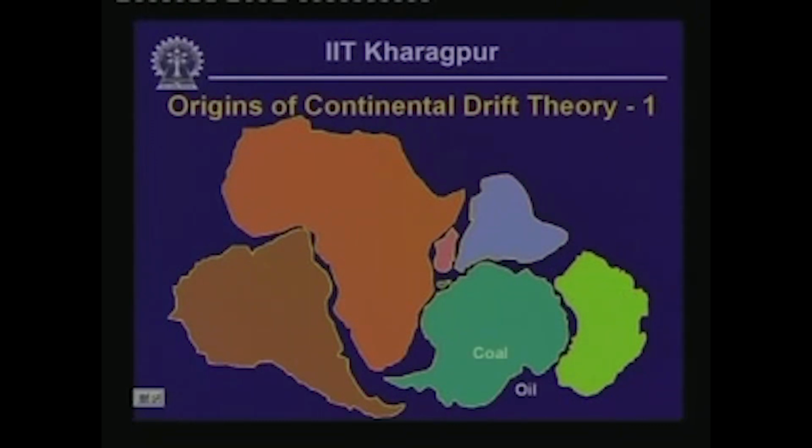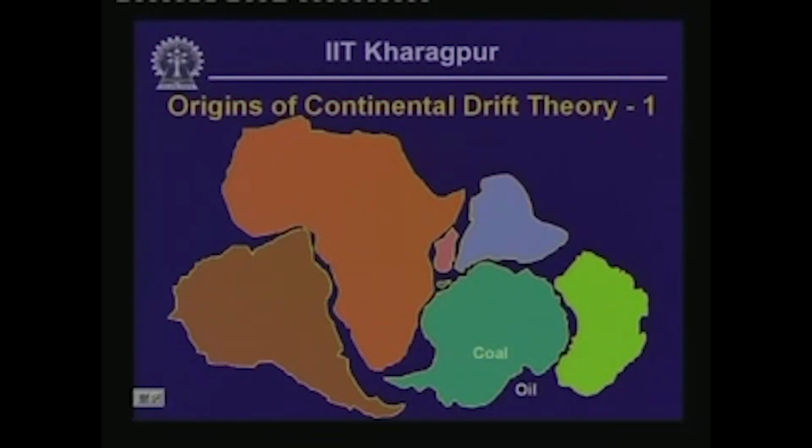Now, that was the beginning. Then what was observed is that in some parts of Antarctica huge deposits of coal were discovered, and also off the coast of Antarctica they found a reservoir of petroleum.